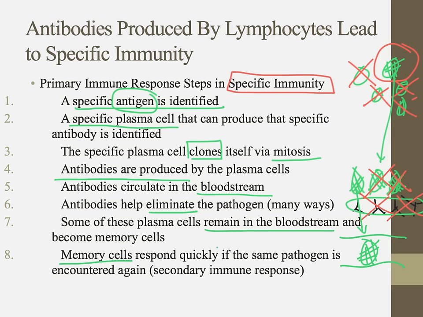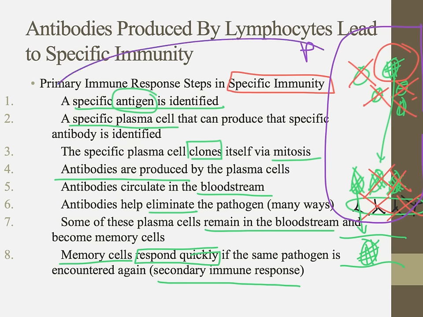They're going to stay in the blood so that they can respond quickly if the same pathogen is ever encountered again. That's why our secondary immune response is so much faster, better, more awesome, gives us less symptoms. All of this stuff involved with the primary immune response takes a while. But once we have all of these memory cells floating around in our bloodstream, that secondary immune response can kick in rather quickly, and that's why we don't feel the symptoms as much.